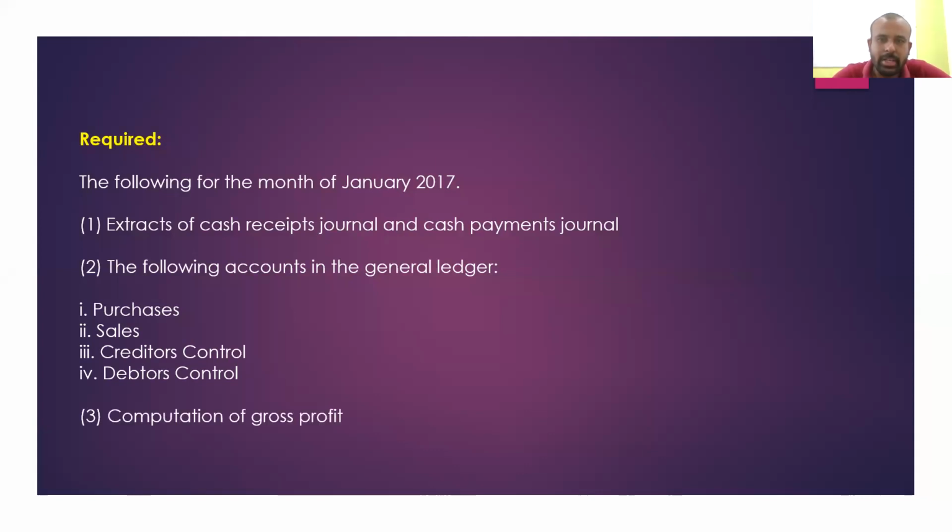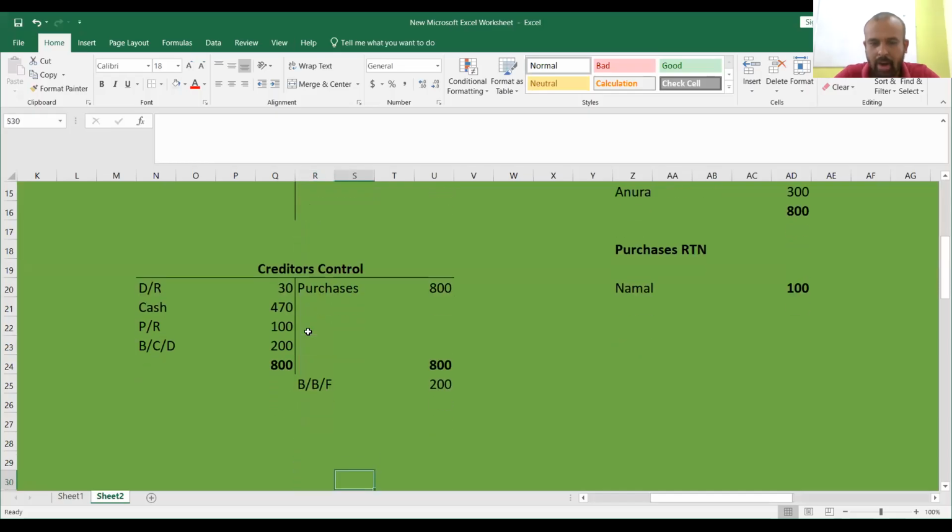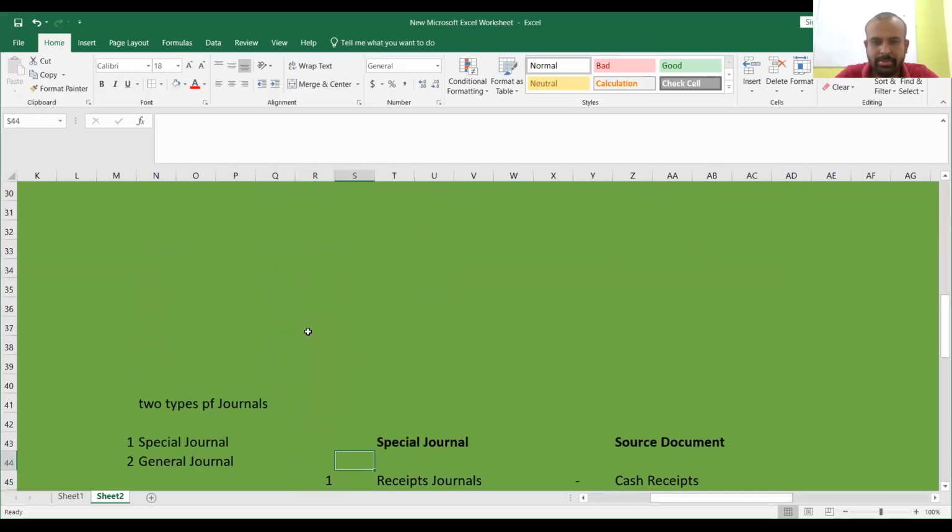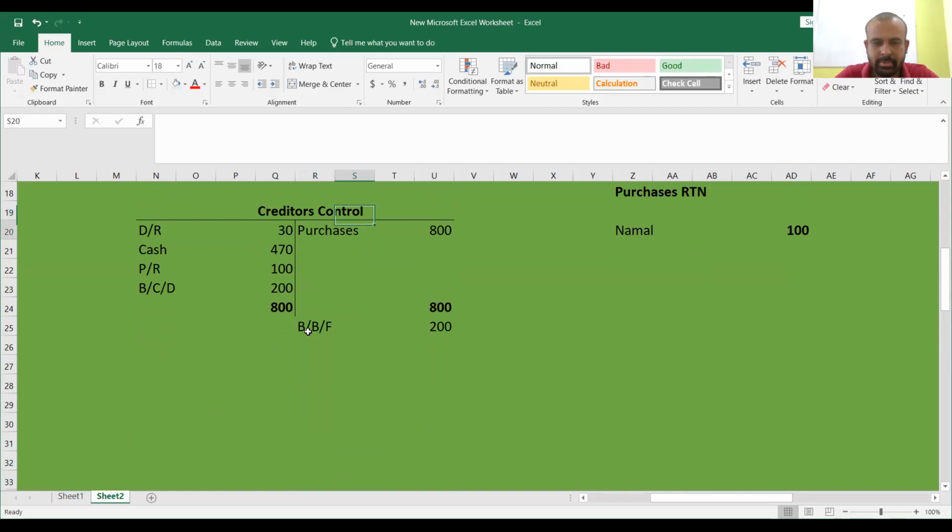Then they want you to calculate the gross profit, right? Tell me, Pita, how are you going to calculate the gross profit? Gross profit, you calculate what minus what? Sales minus cost of sales. Sales minus cost of sales. How to find the sales?